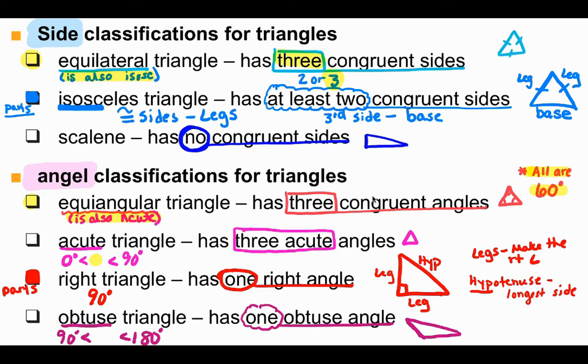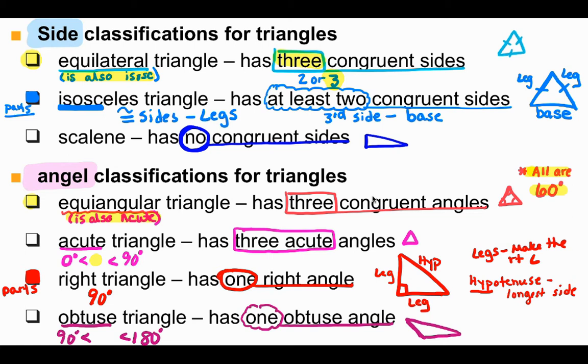Our next one is the right triangle. Now, right triangles are extra special because we have part names for those as well. Remember that a right angle is 90 degrees. And if we have one of those right angles in our triangle, the triangle is classified as being a right triangle.